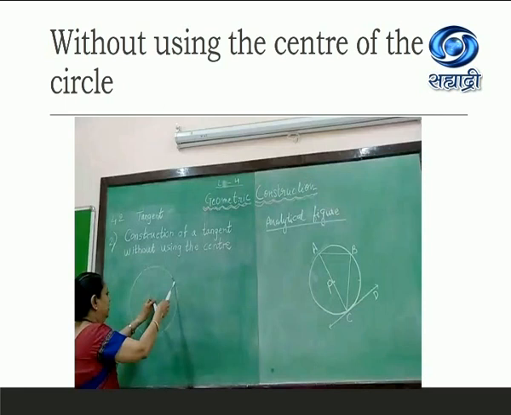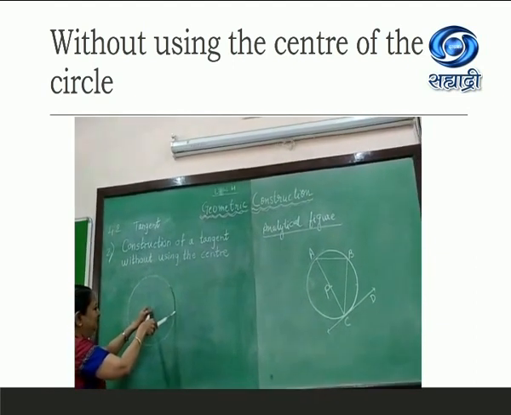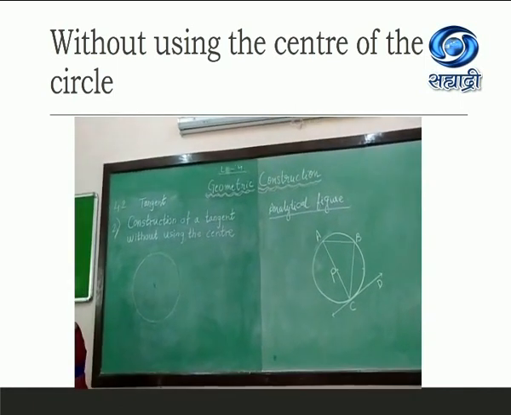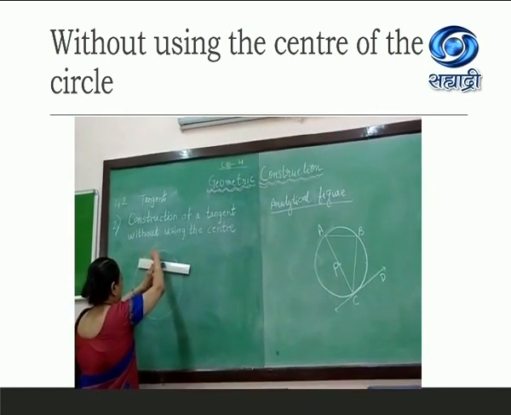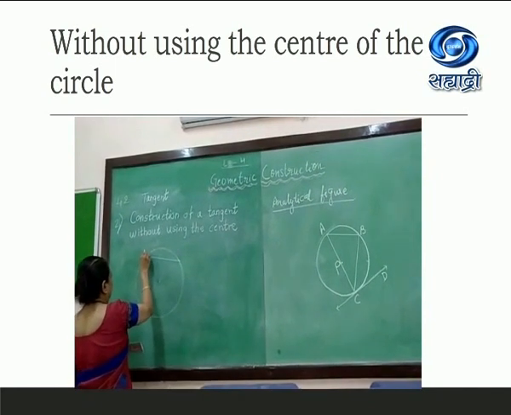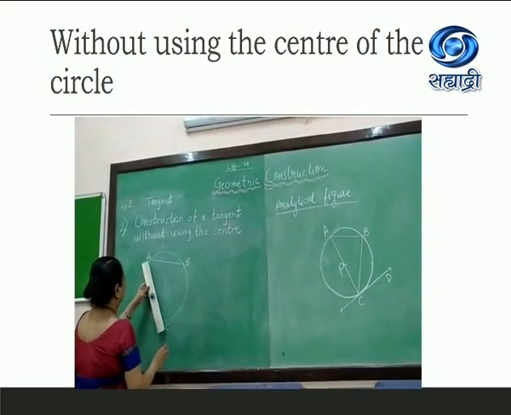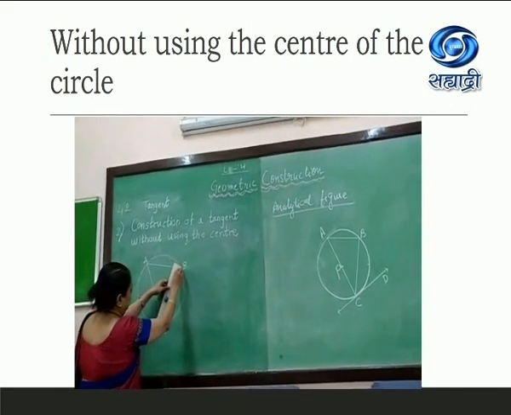Now let us see how. First, this is the analytical figure. It carries marks, as I said. First, draw a circle properly and start the construction simultaneously along with the teacher. Draw any chord AB. Here we are not supposed to make use of the center. Take point C anywhere else on the circle.